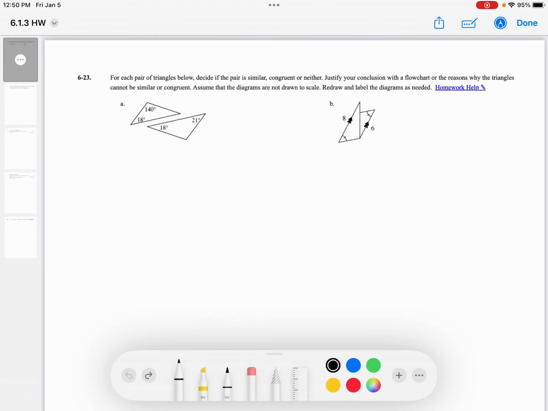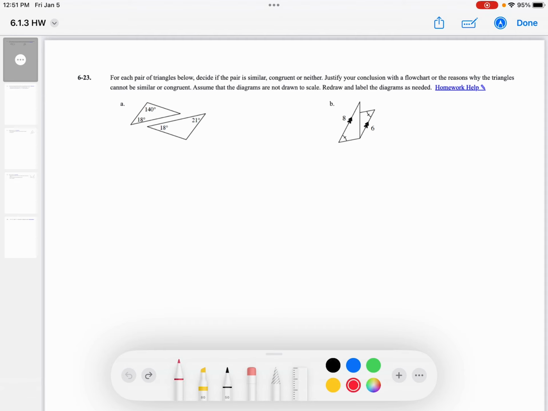All right, let's look at some review and preview problems, starting with 623. For each pair of triangles below, decide if the pair is similar, congruent, or neither. Justify your conclusion with a flowchart or the reasons why the triangles cannot be similar or congruent. Assume that the diagrams are not drawn to scale. Redraw and label the diagrams as needed.